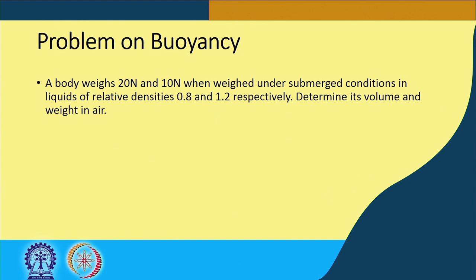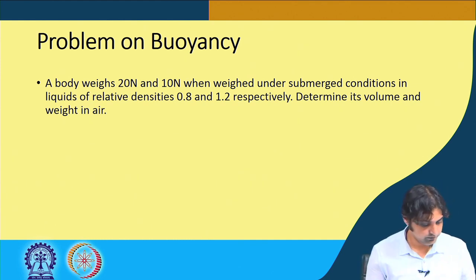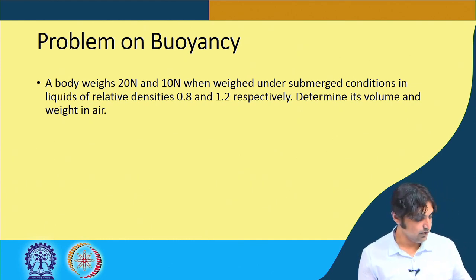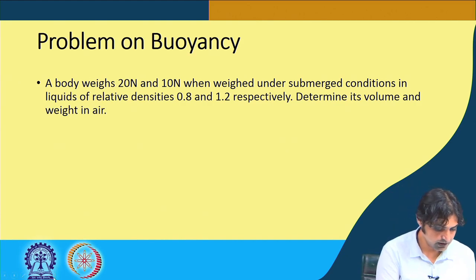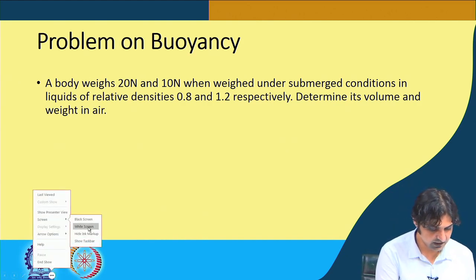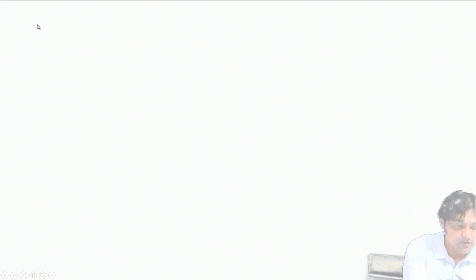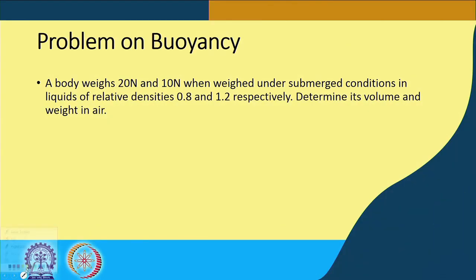The problem says the body weighs 20 Newton and 10 Newton when weighed under submerged conditions in liquids of relative density 0.8 and 1.2 respectively. Determine its volume and weight in the air. So what I am going to do, again a white screen. It's a very simple problem, but I think it will give you a thorough brush up.